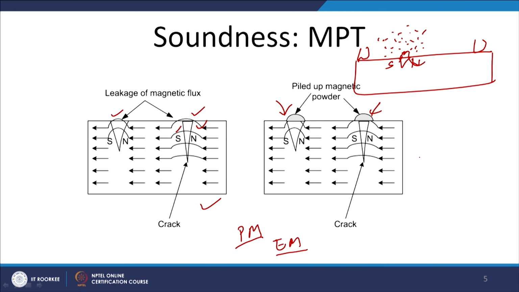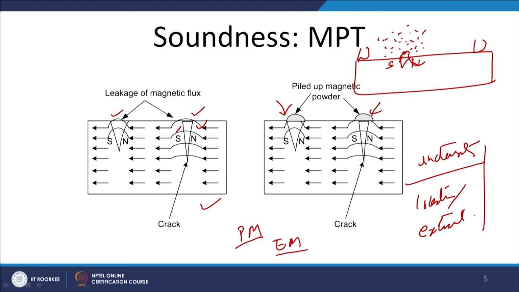Depending upon the intensity of the pile up, the location, and the extent, meaning the length up to which piling up takes place, that will indicate the location and size of the discontinuity. This is how we are able to detect the fine cracks present at the surface.